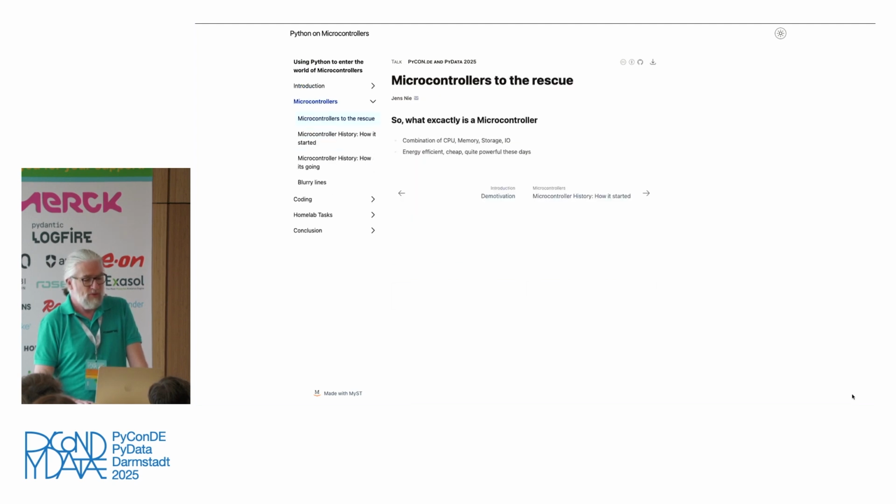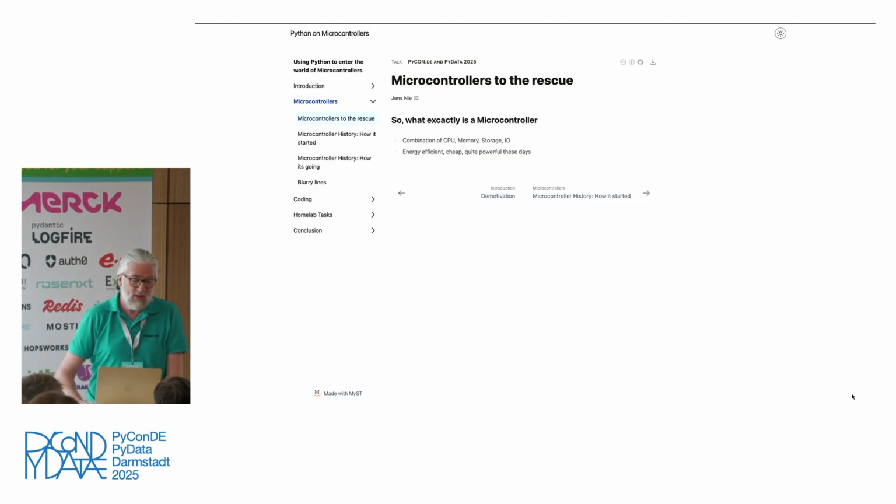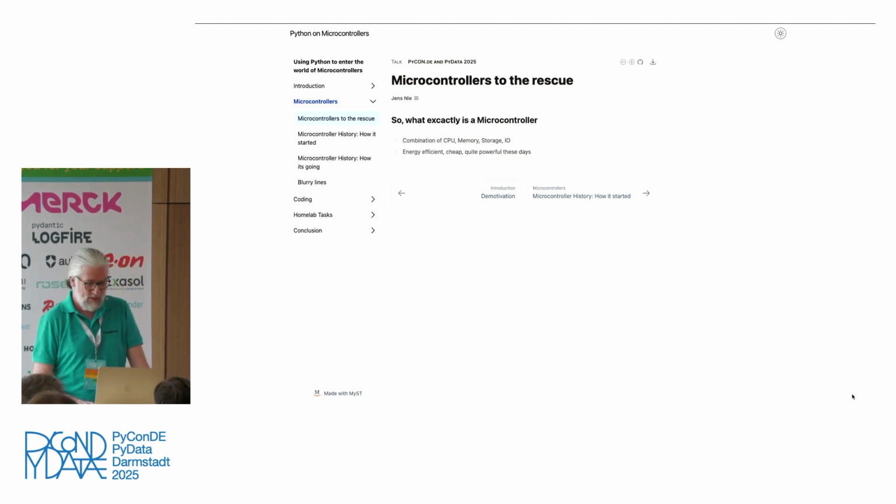So using microcontrollers, what exactly is a microcontroller? Well, it's pretty simply a combination of CPU, memory, storage, and I/O, and that's all on the same die. So if you have these things in a computer as regular components, aggregated in some way, this time it's all on a single die in a single controller. And it's very energy efficient, it's cheap, and it's quite powerful these days, as we'll see in a minute.